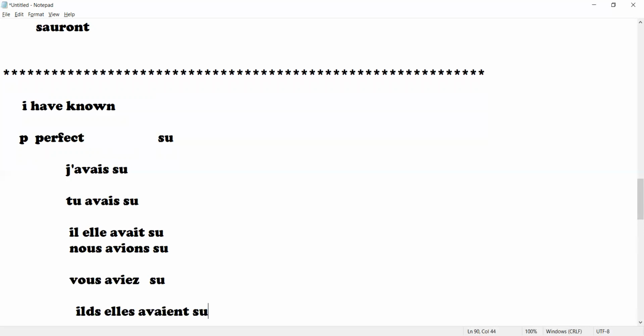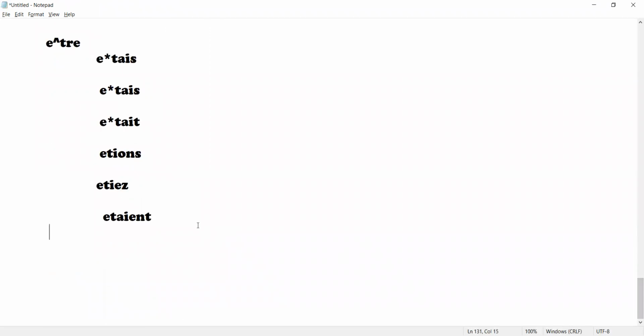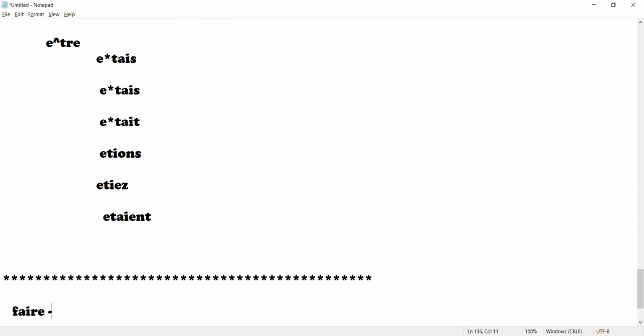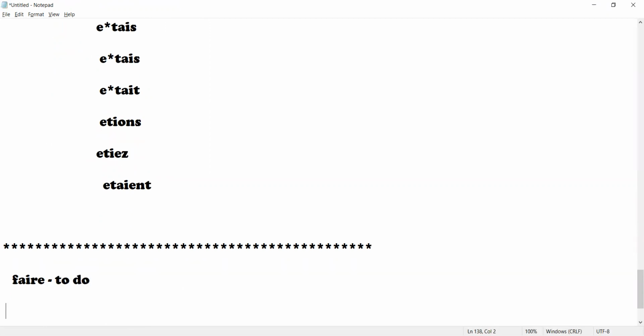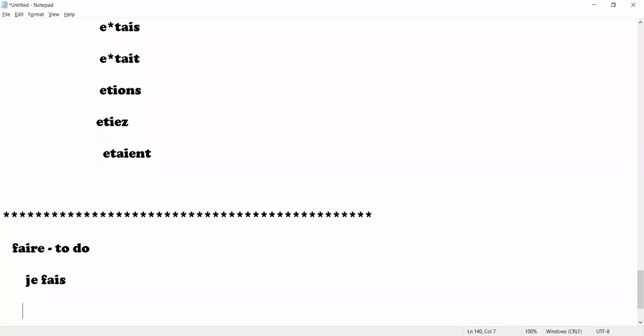So, par exemple, nous avons le verbe faire. So, faire is my verb to do. C'est clair? Yes. So let's make a present tense of the faire verb. Tell me. Je fais. Tu fais. Il, elle fait. Nous faisons. Vous faisiez.